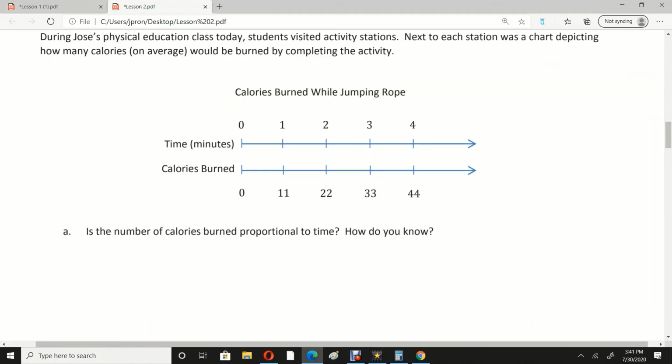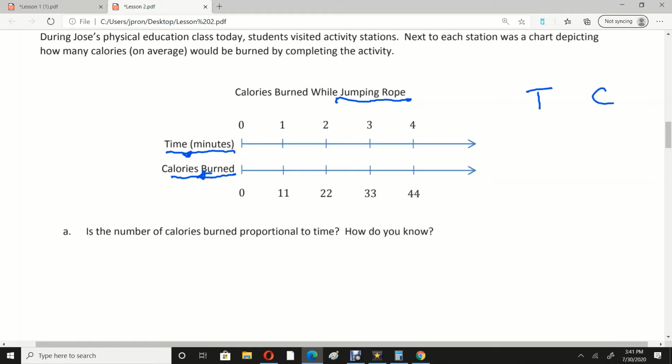Okay, moving on to exercise 3. We have a chart here that measures the number of calories burned to the amount of time jumping rope. So that's what's going on in this graph. The time you spend jumping rope is on this line, and the amount of calories burned is on this line.